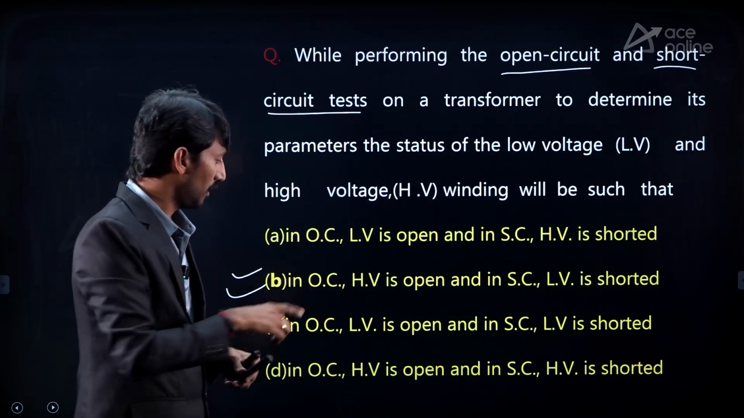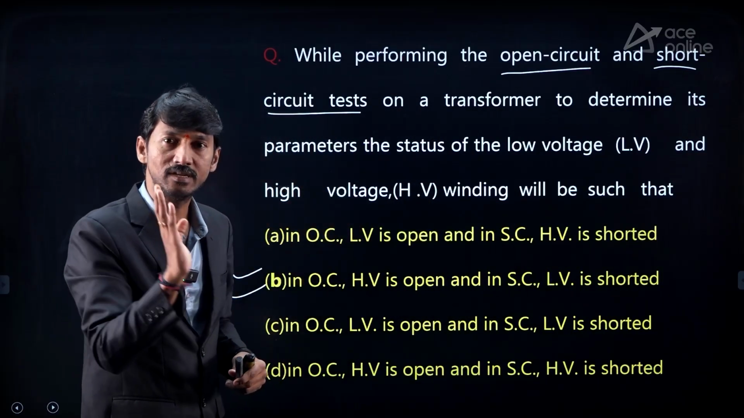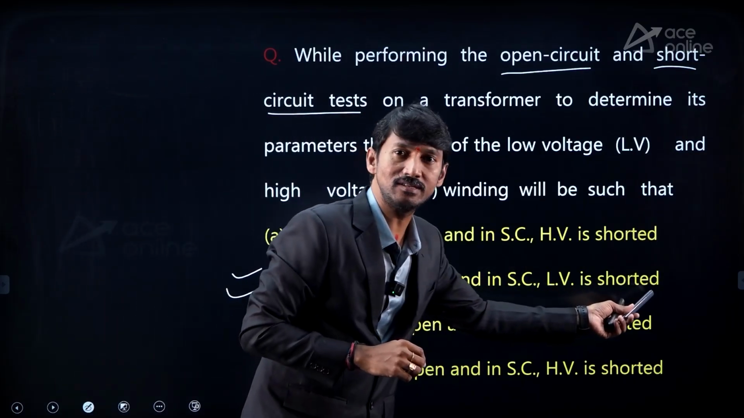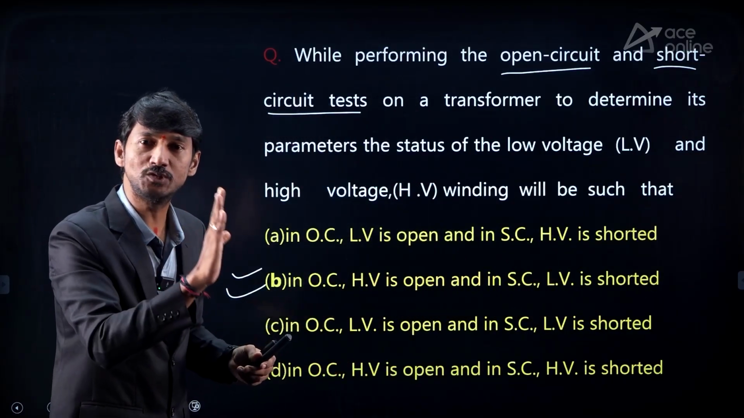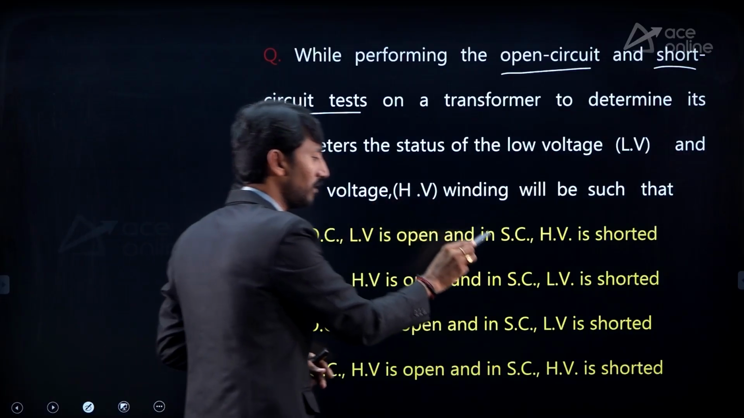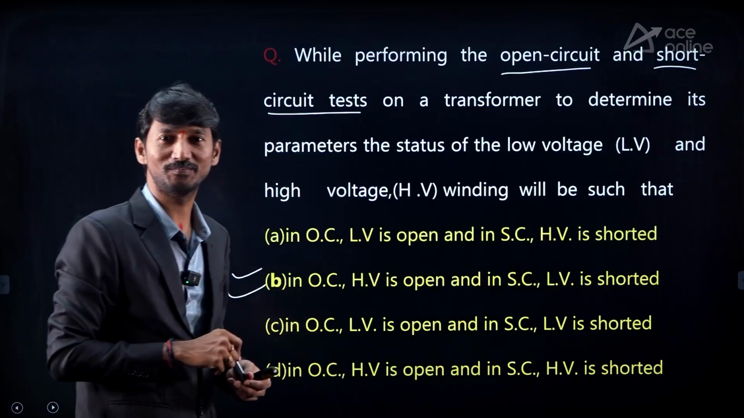So what does it mean? HV is open means on the other side, the LV side, the experiment is conducted. LV is shorted means on the other side, the HV side, the experiment is conducted. So simply, OC: HV open, SC: LV shorted. Right? Next.